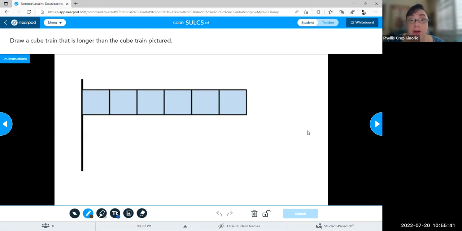How far would you go? How many cubes would it be? This one is 1, 2, 3, 4, 5, 6 cubes. Could you do one that's longer? Yeah, try it on your own. I'll watch.